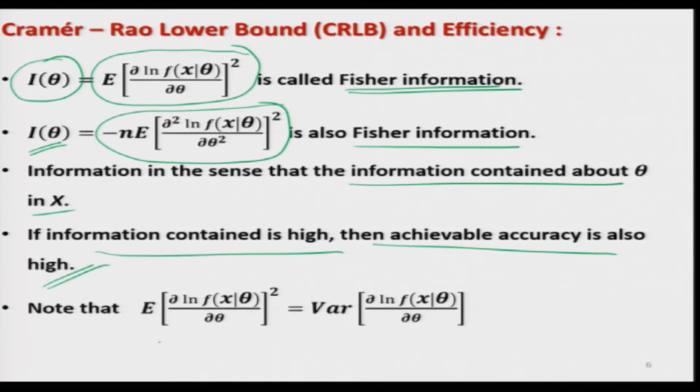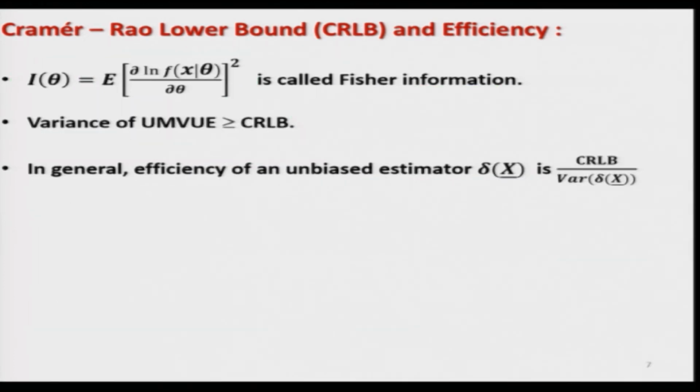And mathematically, you can see that the expected value of the square of the first partial derivative of log of f x theta is the same as the variance of the first partial derivative of log of f x theta with respect to theta. So, that you can see mathematically. And so, now you can define the Fisher information like this.